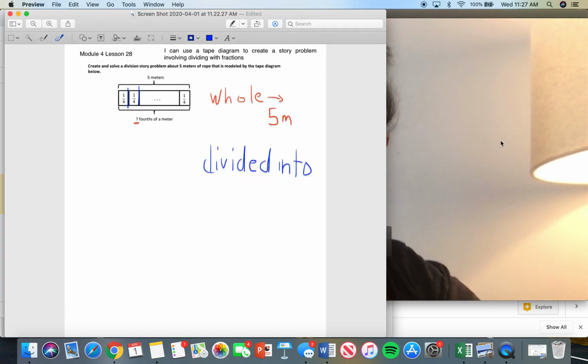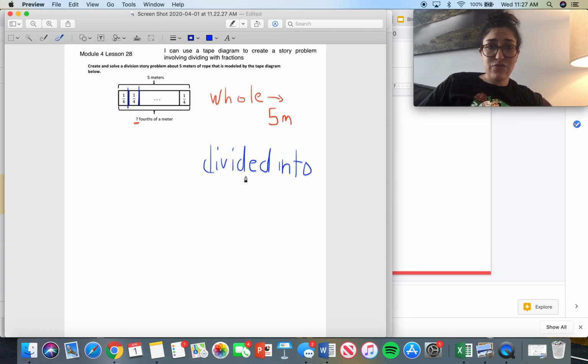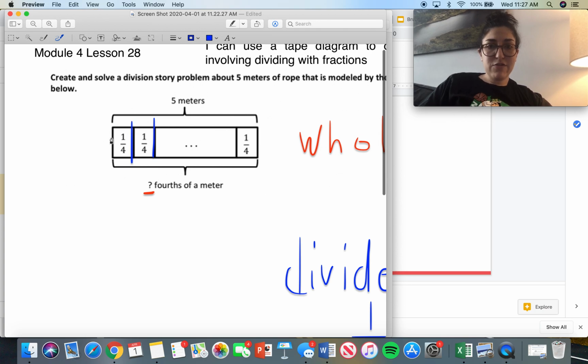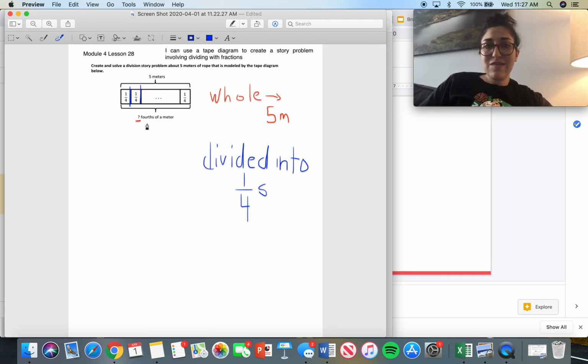I'm back. All right, so as I was saying, each piece is divided into fourths, right? And I can see that because if I look in the problem here, it's showing that the 5 meters, each piece is cut into fourths. So the question is, how many fourths of a meter is in this 5 meters?